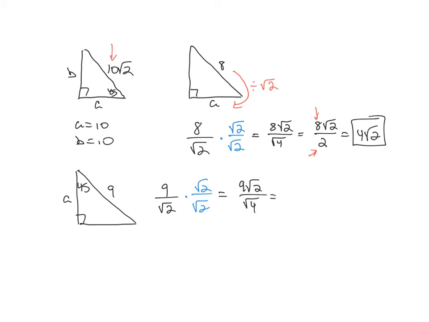And so it looks identical to the problem above, just instead of an 8, it's a 9. And this one, 9 over 2, can't simplify it. So we're done.